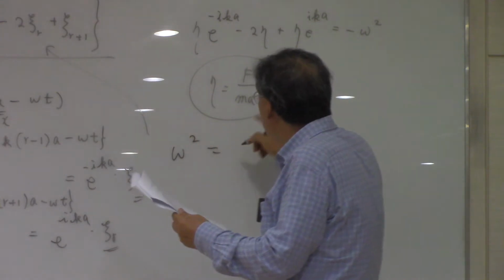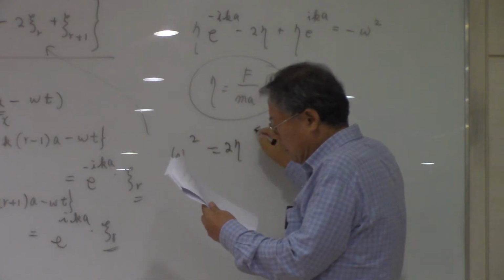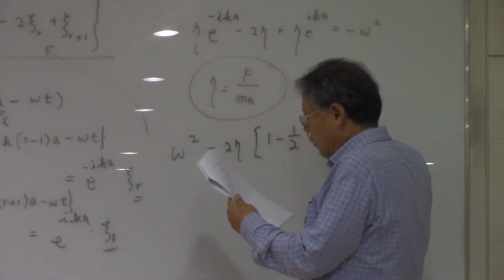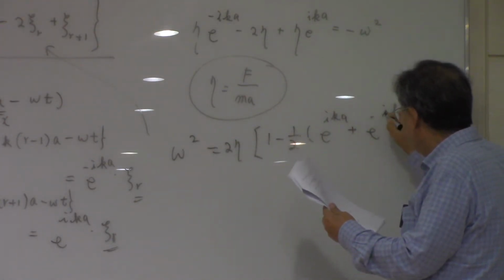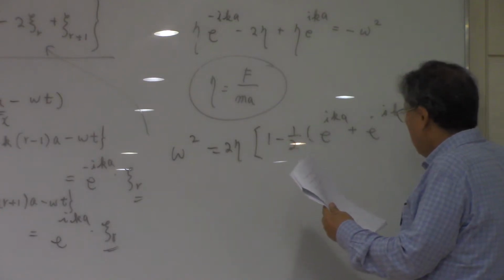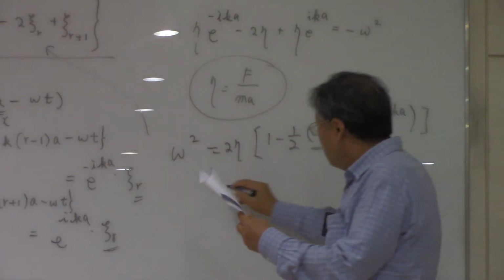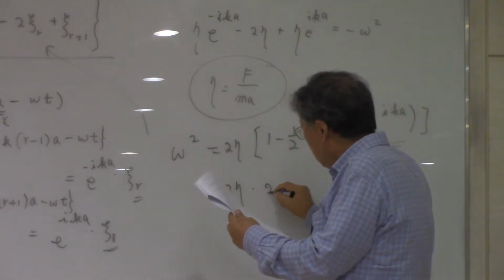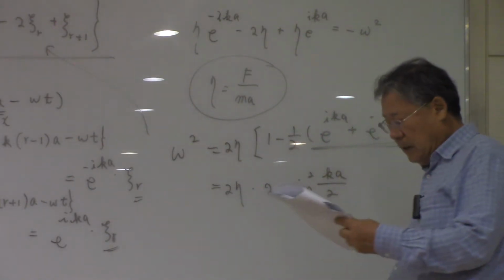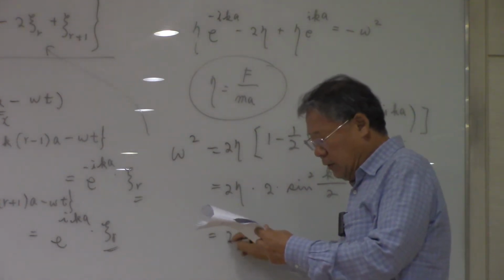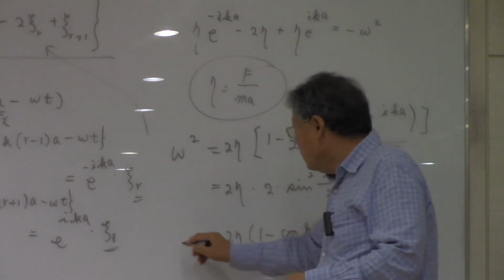Now, if you insert this, then omega squared is going to be 2 eta times 1 minus 1 half of e to the ika plus e to the minus ika. Okay, and then you see this, the Euler theorem gives the sine, so that this should be 2 eta, 2 times sine square of ka over 2, something like this. And then that is 2 eta, 1 minus cosine ka. This is amazing.